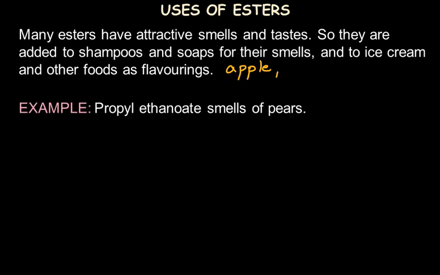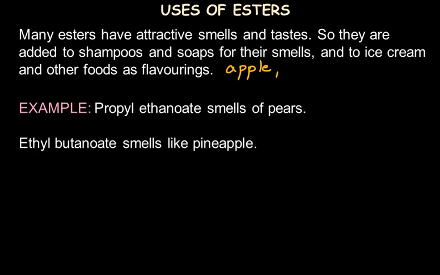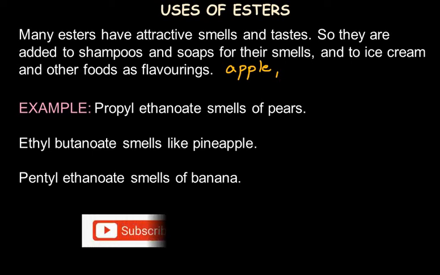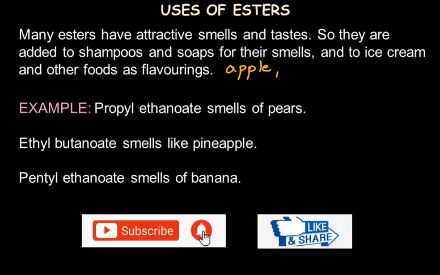For example, if propyl ethanoate is added, it will give a smell of pears. If ethyl butanoate is used, it will flavor or it will smell like a pineapple. Pentyl ethanoate smells like a banana. So different fruits or flowers can be added in the food flavoring with the help of esters. So these esters having a very simple structure but has a very good use.